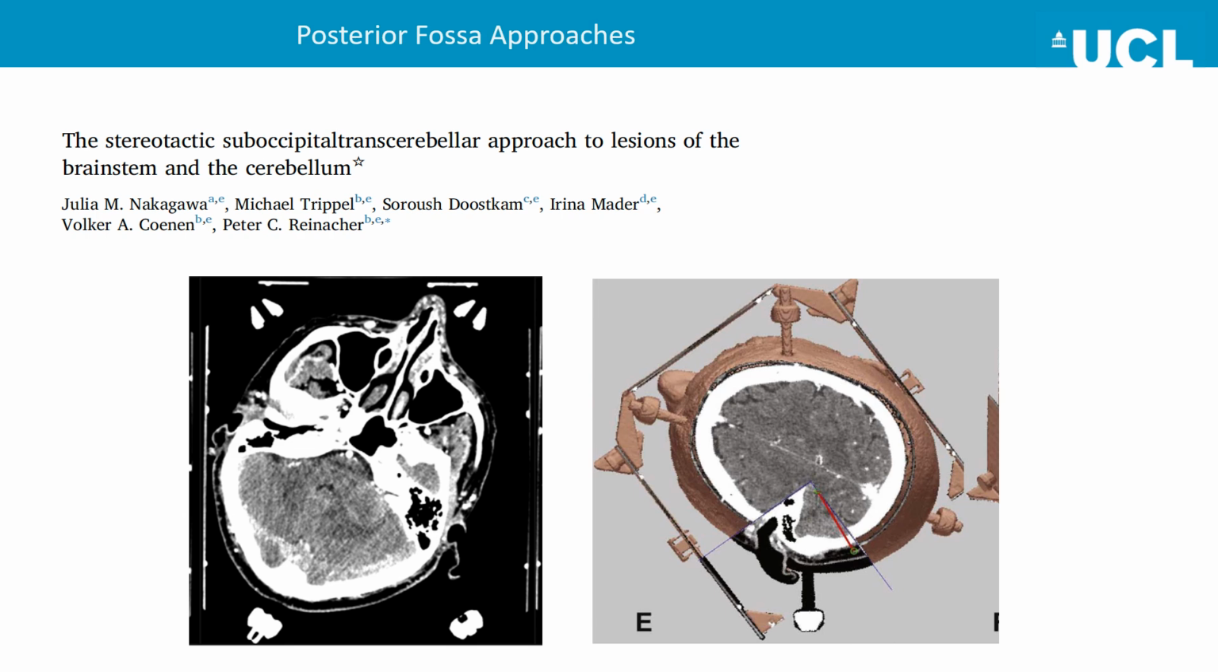Here's another example that shows that if you want to reach lesions from a more lateral angle, you have to rotate the frame laterally. And this was necessary and possible with the old G frame, and that is also what we need to do with the Vantage frame, as you will see soon.